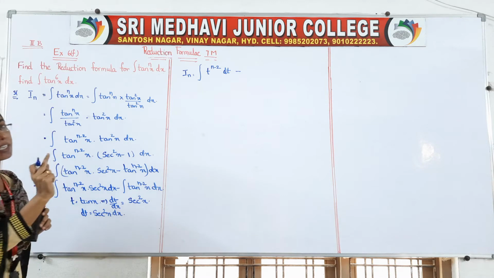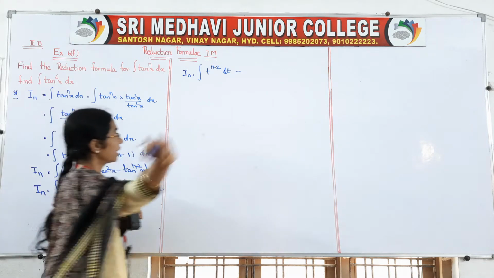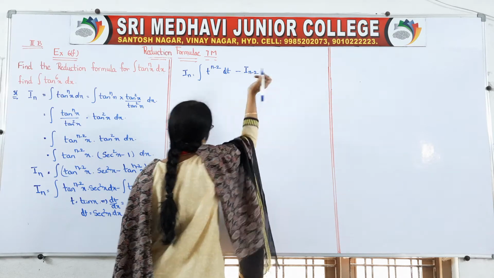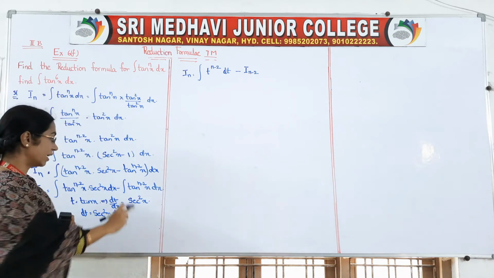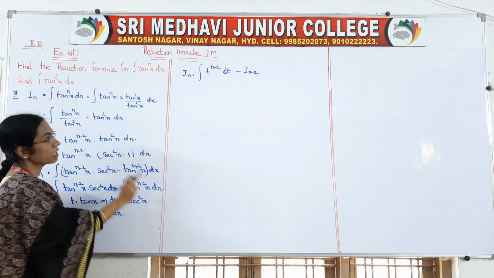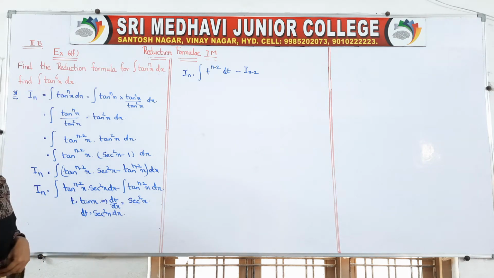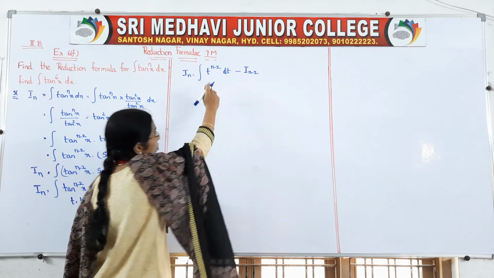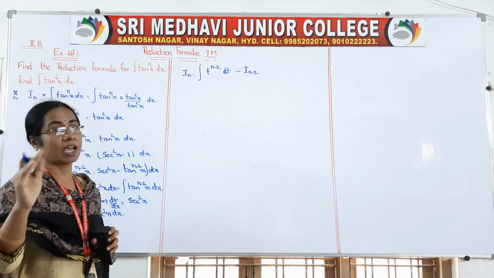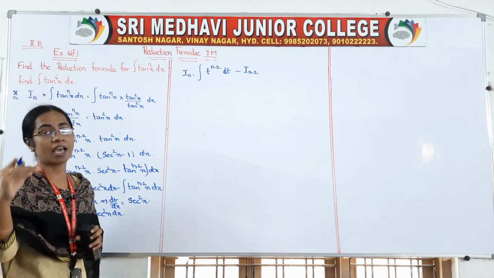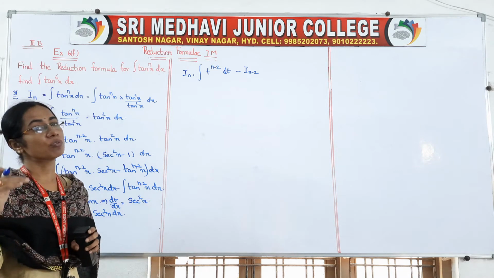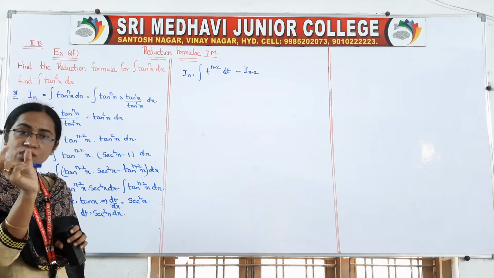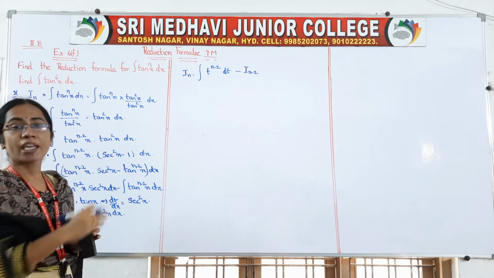So we can write this as I_{n-2}, right? So this value, integral tan^{n-2}x dx, is I_{n-2}. Now this one, what is this? x to the power of n form, where a variable is having a power, we have to go for which formula? Integral x to the power of n, where x is a variable. Instead of x we can have any value.